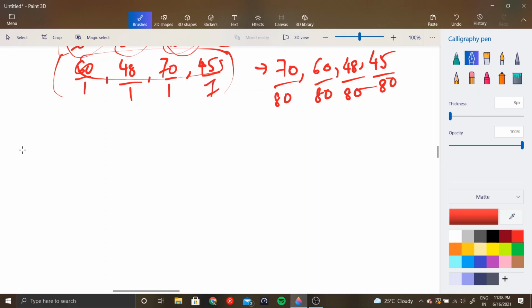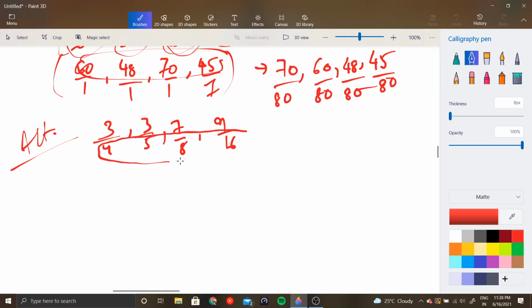Okay, there's an alternate method. The alternate method is basically when you have 3 by 4, 3 by 5, 7 by 8 and 9 by 16. What you do is, again, this is very simple. See, we made the denominators equal, right? This is a classic standard procedure of converting a fraction into a like fraction. But you can very well convert the numerator into the same form. If we convert the numerator, the method is fairly simple.